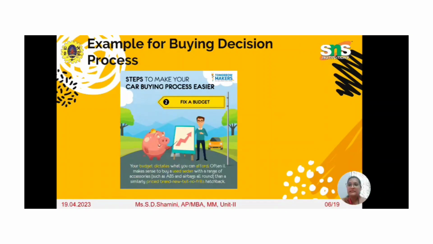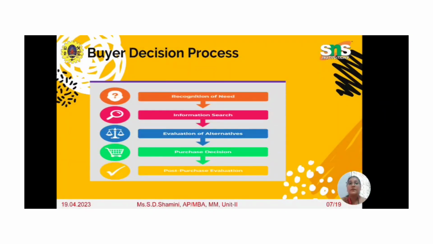So let us segregate these 7 steps into 5 common steps, which we call the buyer decision process. The steps are: the first one is recognition of need, the second information search, third evaluation of alternatives, fourth purchase decision, and finally the post purchase evaluation.